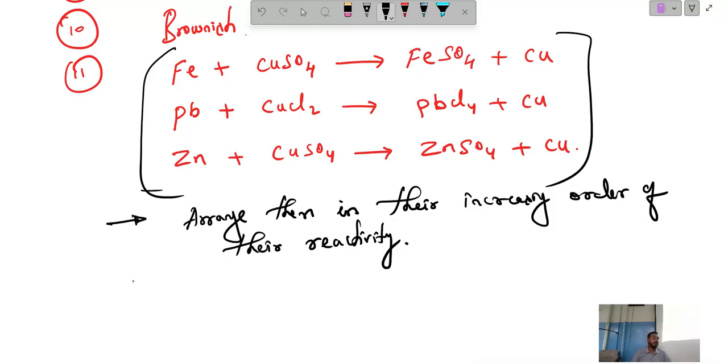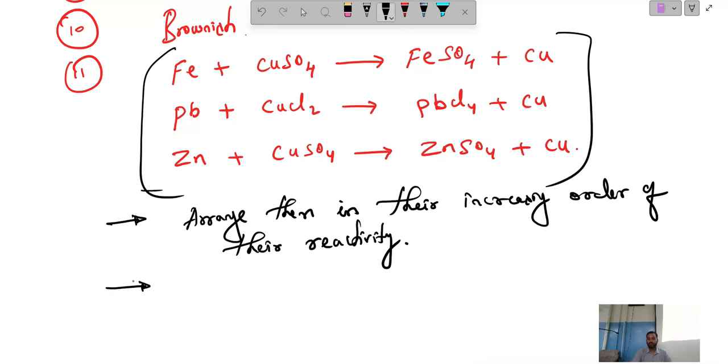Remember that reactivity series, which is the highly reactive metal, which is the least reactive metal. On that basis you have to arrange them in their increasing order of their reactivity. This is the first question.